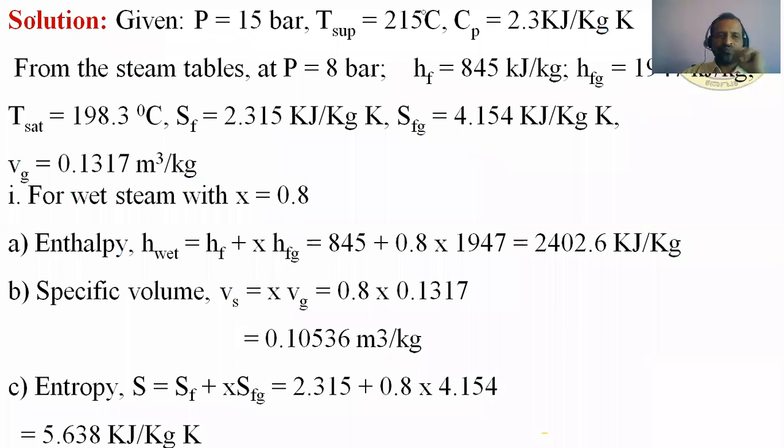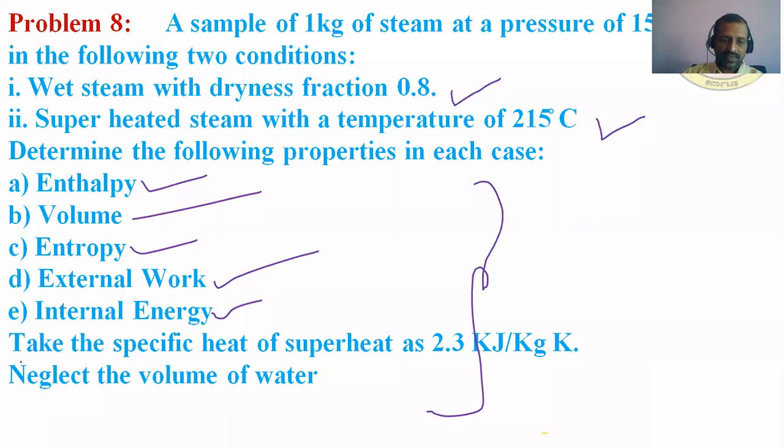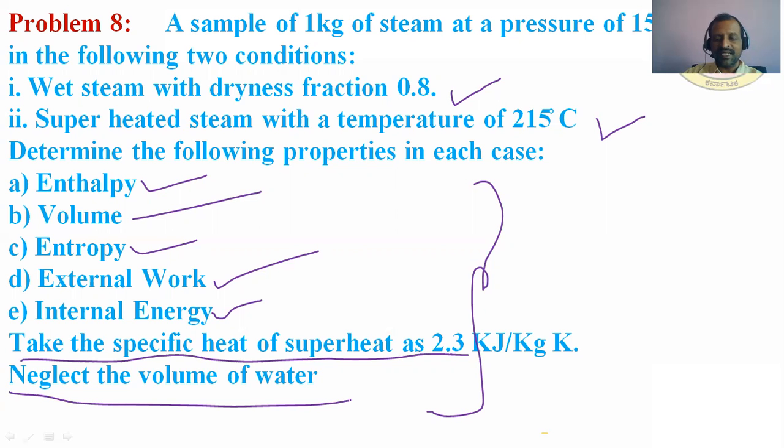So now the solution. What is given? Given is 15 bar pressure. And also the superheated steam temperature is given, that is 215 degrees Celsius. And also Cp is given, that's the specific heat of superheated steam, 2.3 kilojoules per kgK. So that is given here at the end. Take the specific heat of superheated steam as 2.3 kilojoules per kgK. Neglect the volume of water. It is given in the problem.